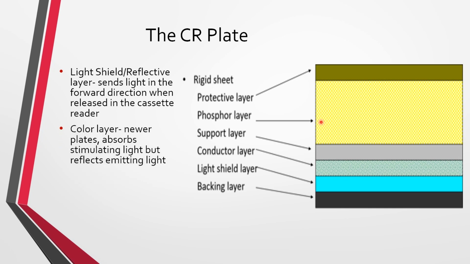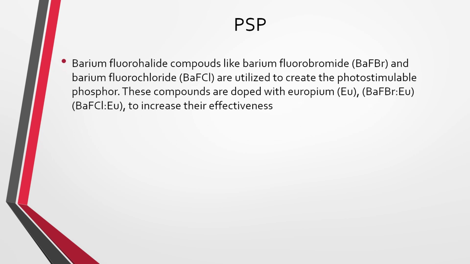The color layer, which on some of the newer plates absorbs stimulating light but reflects emitting light. So we'll learn about the different types of light, and there's an added layer that could be in here called the color layer on newer type plates. The backing layer is a soft polymer. It protects the back of the plate. So that image plate that we looked at, those would be the different layers that make it up. We'll talk about the PSP.